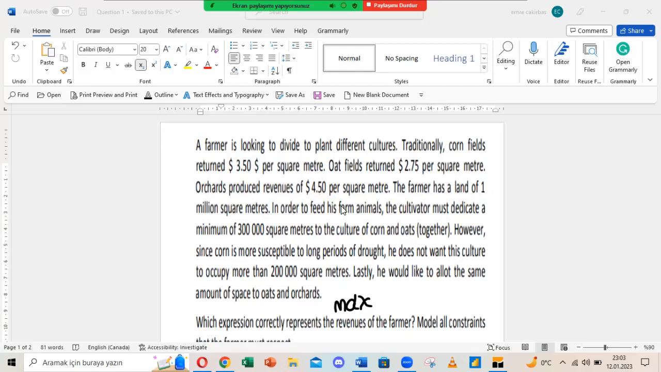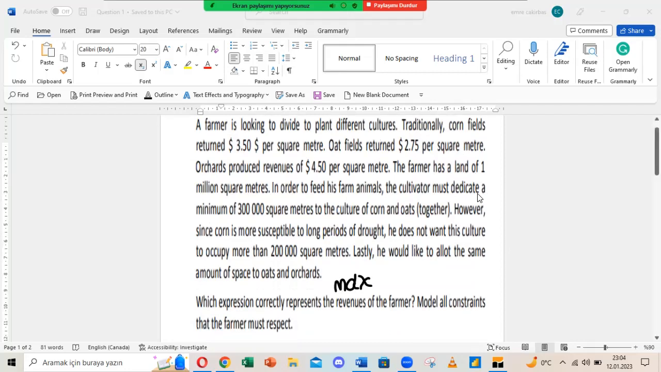meters. In order to feed his farm animals, the cultivator must dedicate a minimum of 300,000 square meters to the culture of corn and oats together. However, since corn is more susceptible to long periods of drought, he doesn't want this culture to occupy more than 200,000 square meters. Lastly, he would like to allot the same amount of space to oats and orchards.